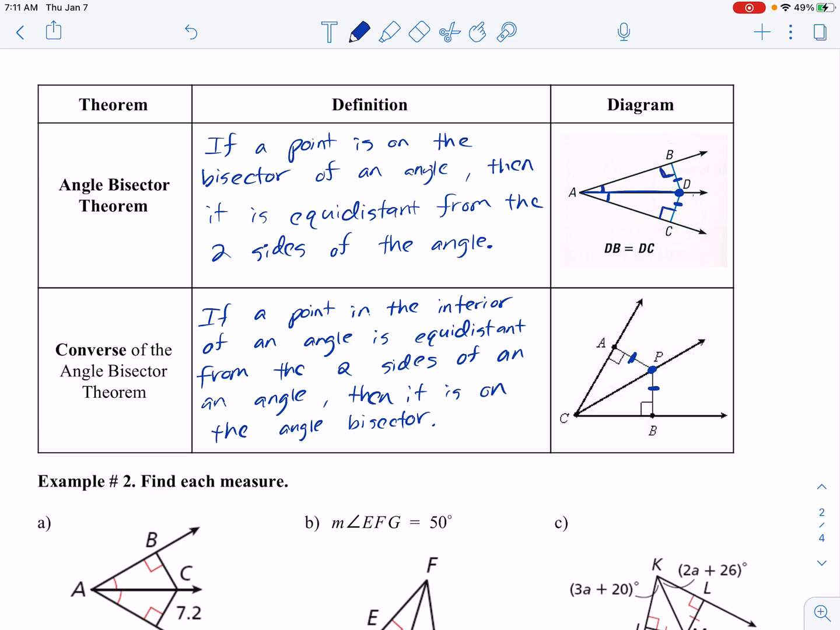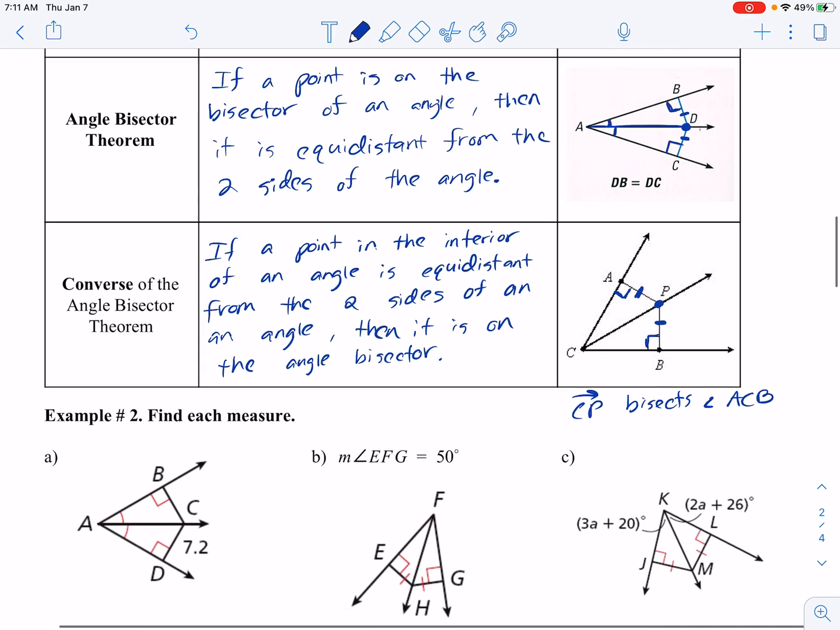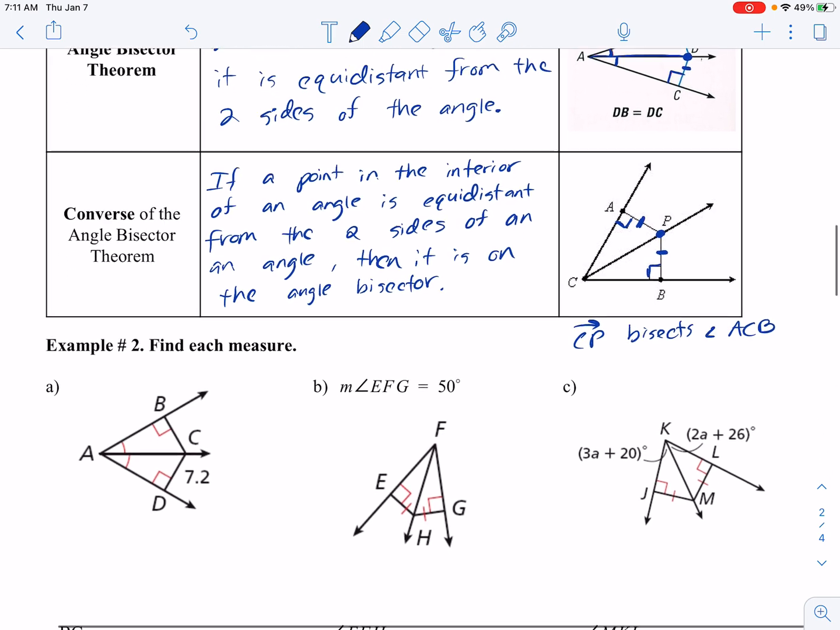You have P being the same distance to side AC as it is to BC. That's what these congruent markings mean. The 90-degree angles mean it's the shortest distance between two points, a straight line. Therefore, we can state that CP bisects angle ACB. It's an angle bisector.